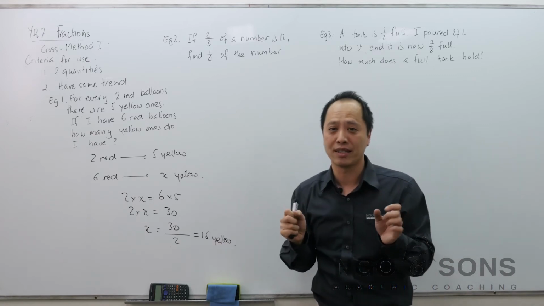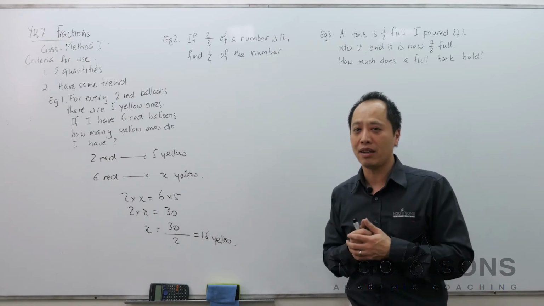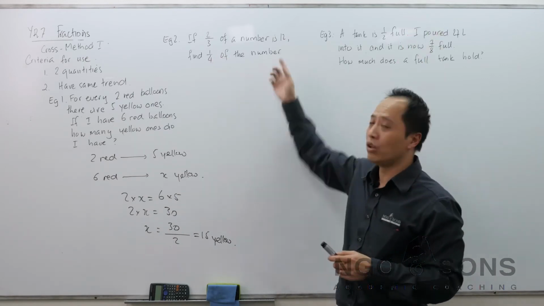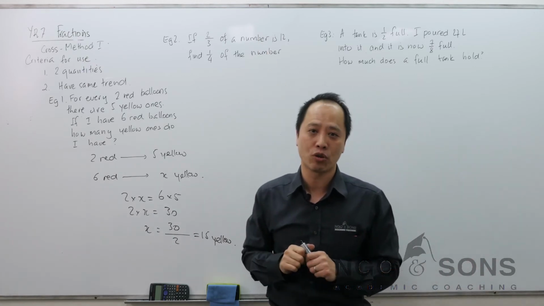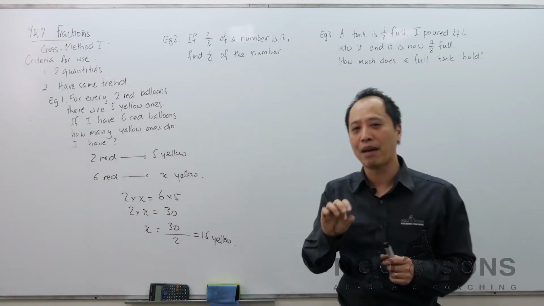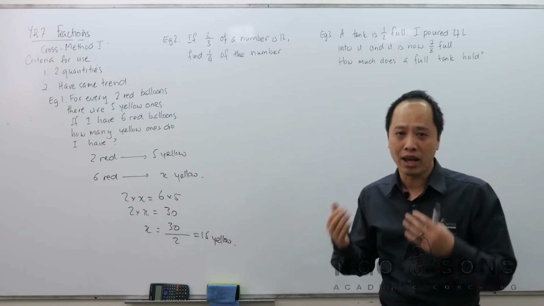There are two quantities. Then your question is, are they in the same trend? Well, think about it. If I increase the fraction, its value will also increase. And so yes, they are in the same trend. So these two criteria are satisfied, which means we can use the cross method. So now let's apply the cross method.